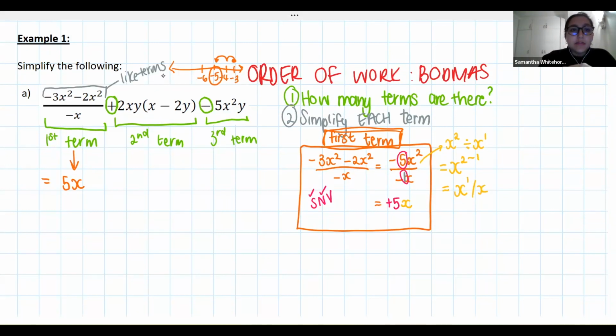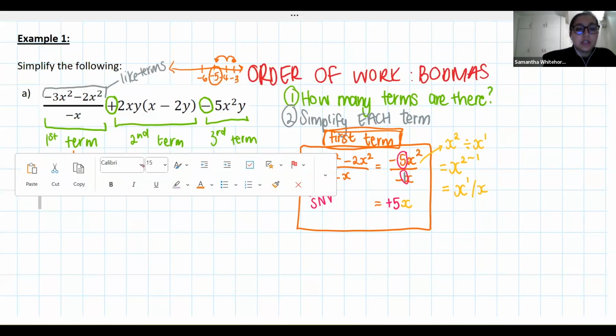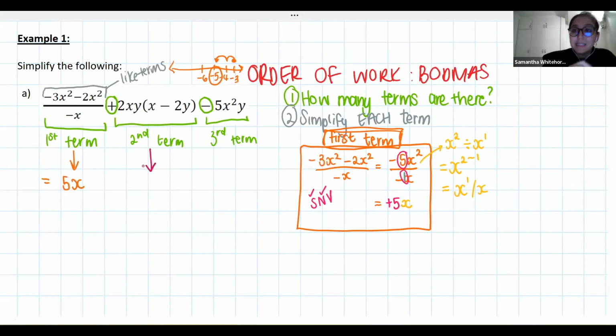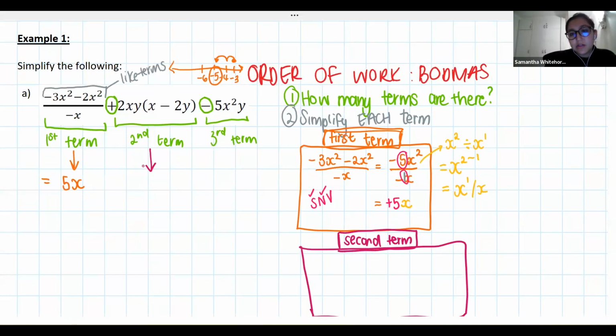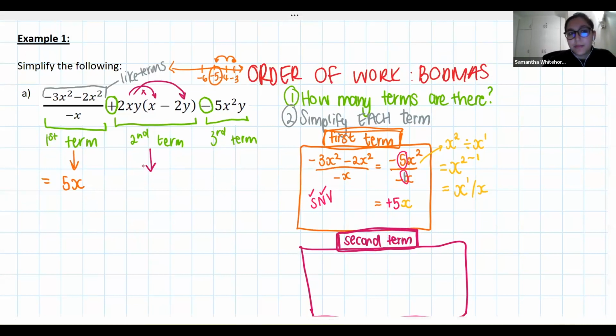Right, now I need to simplify my second term. So my second term is the distribution situation. That's a multiplication. I need to deal with that before addition and subtraction. So if I go ahead and deal with my second term now, my purpley pink block, whatever color that is, is going to be me simplifying my second term. My second term deals with distribution. So I need to deal with multiplication.